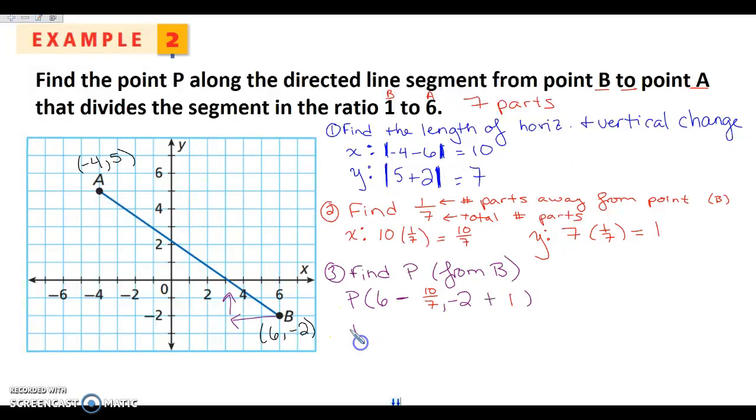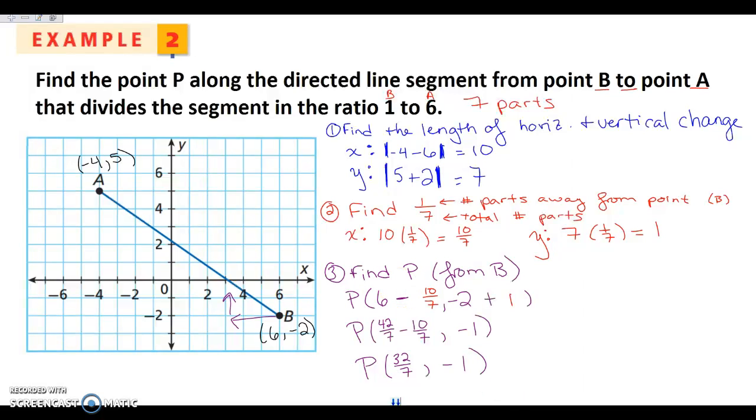Okay, now the next thing is we can't add 6 and 10/7. So we need to make this out of 7. So 6 is 42/7. So then minus 10/7. And -2 plus 1 is just -1. So then we're going to get here and do 32 out of 7. So 32/7, comma, -1. I want to see you write this number down because it is the most accurate.